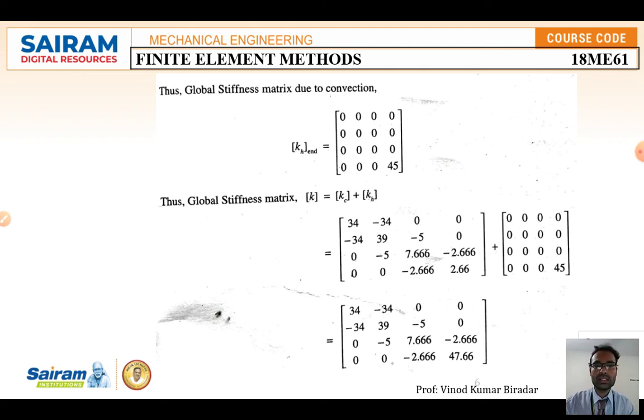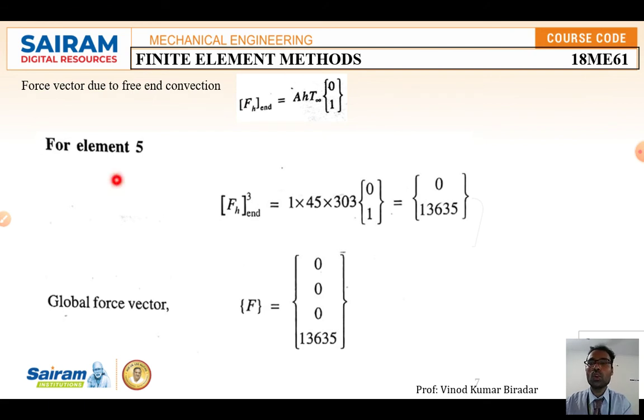Once you calculate the global stiffness matrix, you need to calculate the force vector due to free end convection. We have the formula for the force due to free end convection at the right hand side.